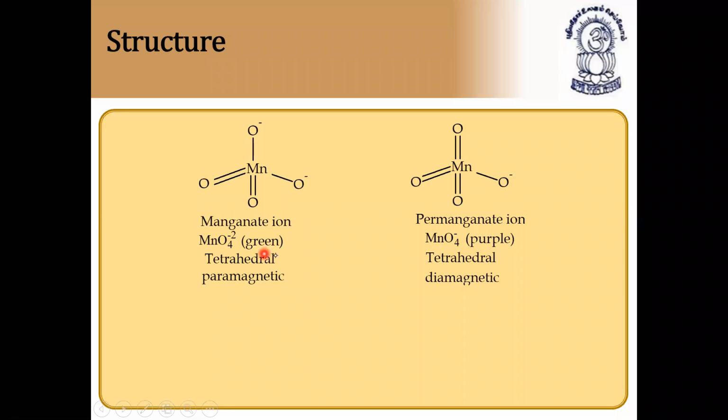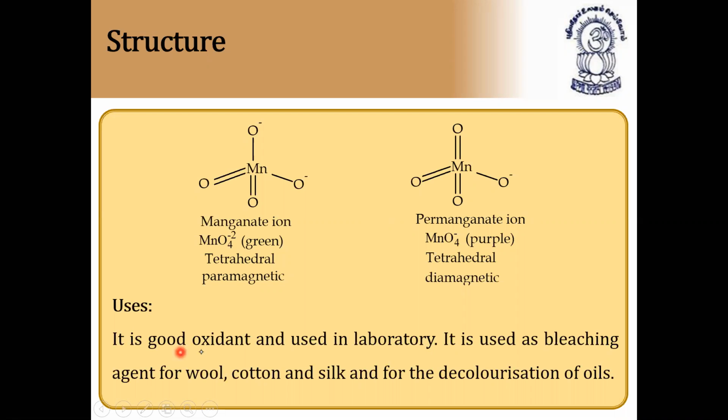So manganate is paramagnetic and green color, and permanganate is purple color; even though it has no unpaired electron, it shows a slight purple color, and is mainly diamagnetic in nature. It is a good oxidant and is used in the laboratory. It is used as a bleaching agent for wool, cotton, and silk, and for the decolorization of oils.